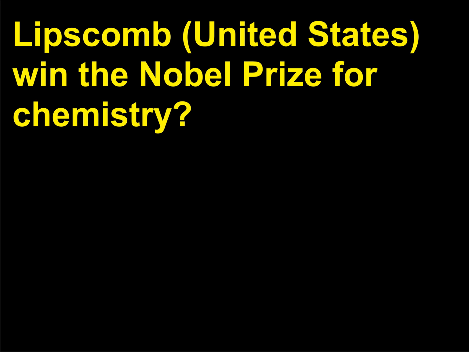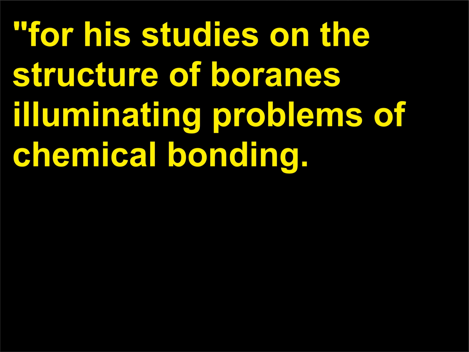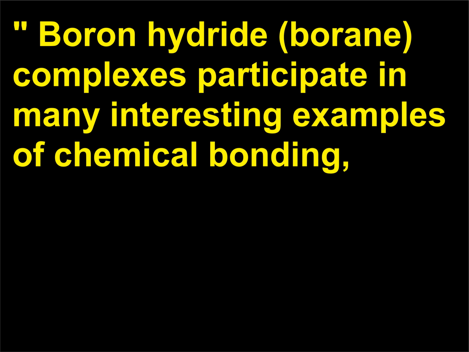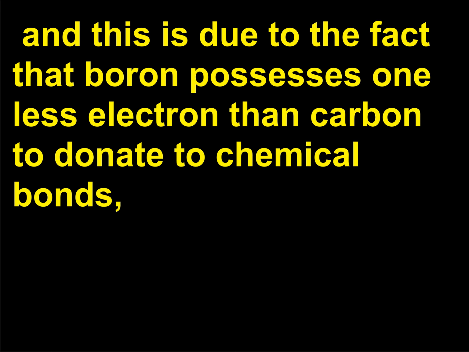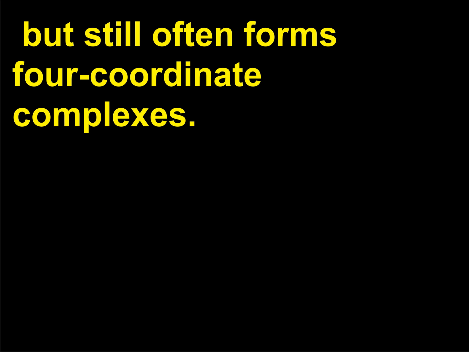Why did William Lipscomb, United States, win the Nobel Prize for Chemistry? For his studies on the structure of boranes illuminating problems of chemical bonding. Boron hydride, or borane, complexes participate in many interesting examples of chemical bonding. This is due to the fact that boron possesses one less electron than carbon to donate to chemical bonds, but still often forms four-coordinate complexes.